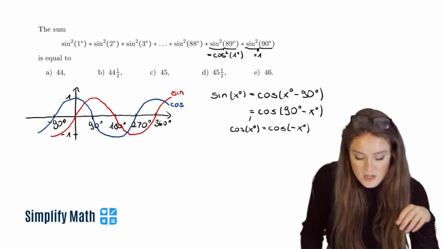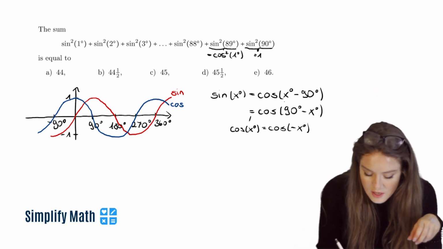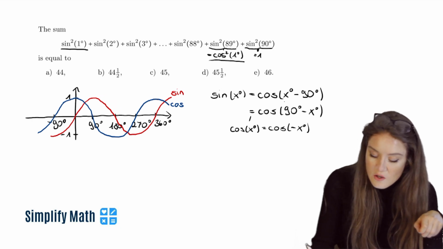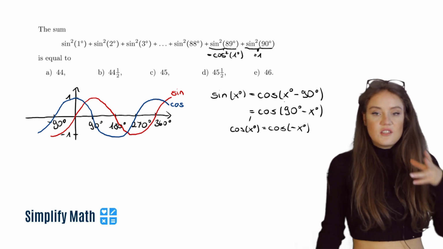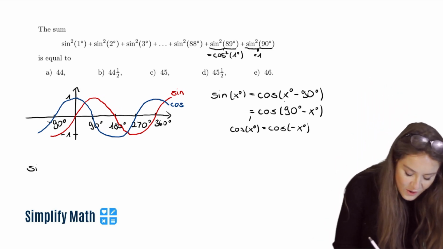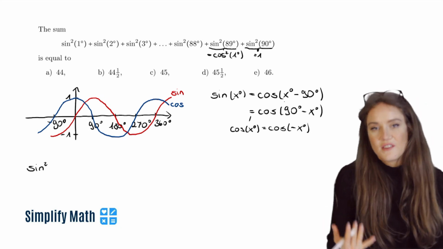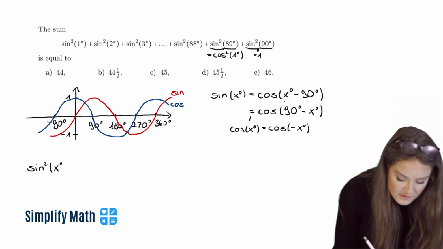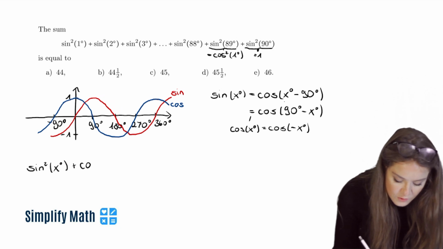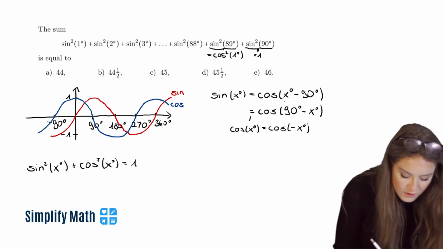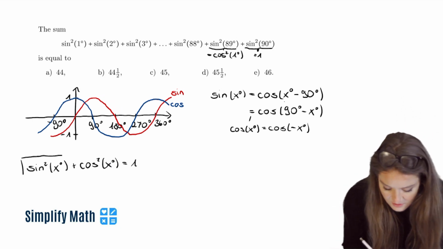And what we can do now is sum up exactly this term with the first term in our sum, sine square of 1 degree, and use the one formula that I think everyone always remembers, even if you're not that familiar with cosine or sine, which is sine square of x degrees plus cosine square of x degrees always equals 1 for any x.